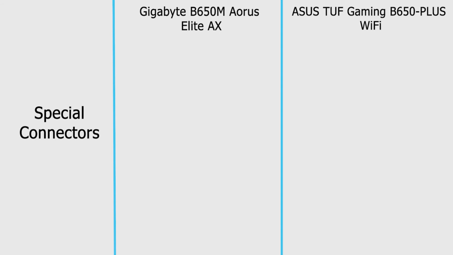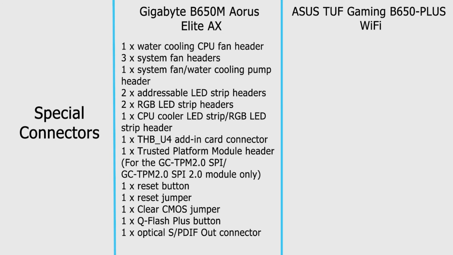Talking about special connectors, Gigabyte has one water cooling CPU fan header, 3 system fan headers, 1 system fan / water cooling pump header, 2 addressable LED strip headers, 2 RGB LED strip headers, 1 CPU cooler LED strip or RGB LED strip header, 1 Thunderbolt 4 add-in card connector, 1 TPM header, 1 reset button, 1 reset jumper, 1 clear CMOS jumper, 1 Q-Flash Plus button and 1 optical S/PDIF output connector.